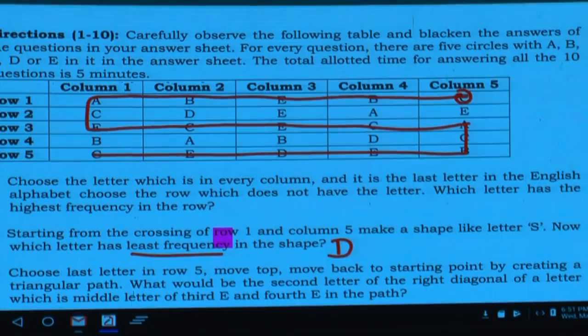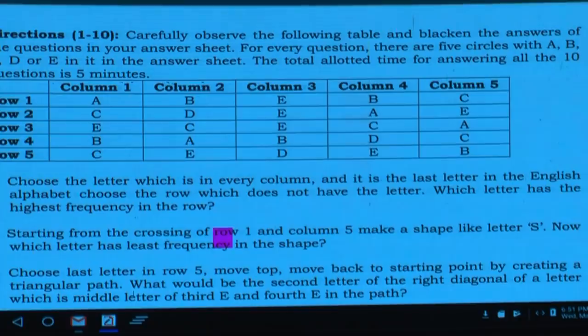And the shape, how is it possible? No, sir.